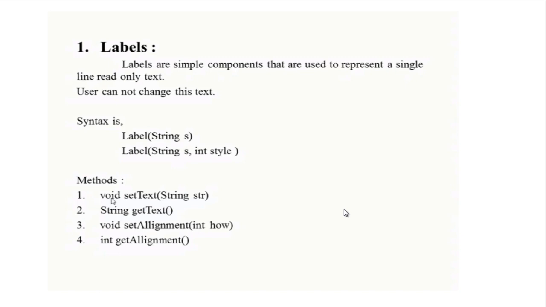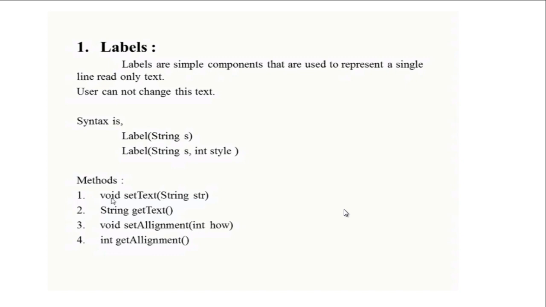Next constructor is Label(String s, int style). Here string s is the name of the label and style is the name of style. Means Label.LEFT, Label.RIGHT, Label.CENTER, these are the styles of label. So we can assign the style using this syntax.